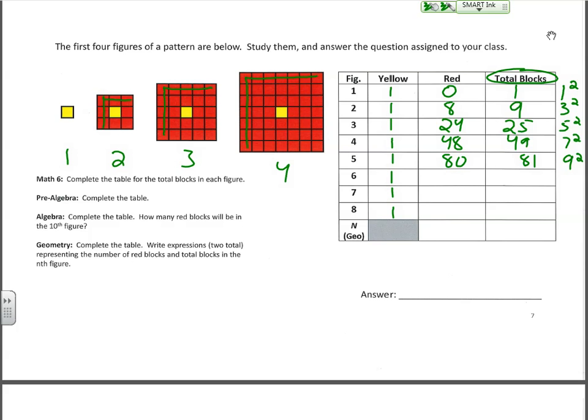Okay, 81 minus 1. So continuing these patterns throughout the table is a really slick way, realizing we're dealing with squares here and that perfect square pattern, to move our way down to figure 10. You don't need to worry about this section here. That is for geometry only and will be explained in the geometry packet.